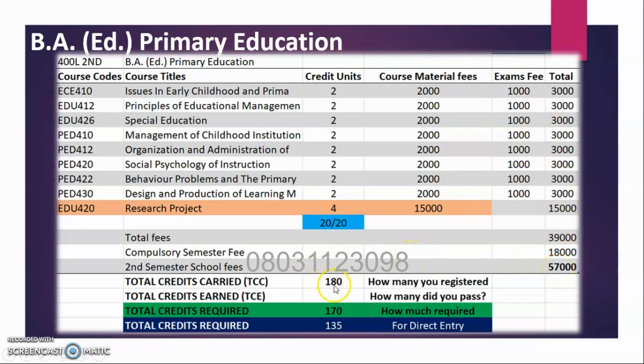And all this you are expected to do. If you register all of them, the total credit units will be 180. Then out of the 180, you are expected to pass at least 170. And once you've reached that 170, your certificate is guaranteed, it will be given to you. But if you came in through direct entry, you are expected to make up to 135 credit units for you to earn a degree in this program. So this is it.